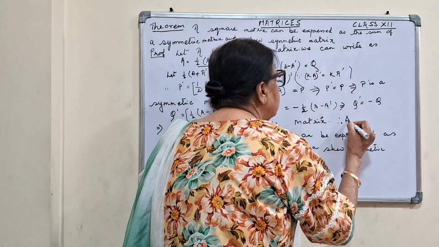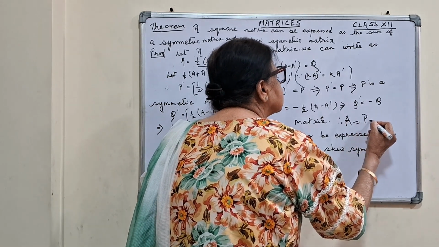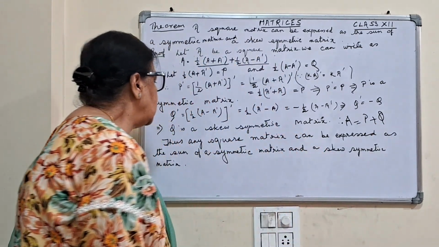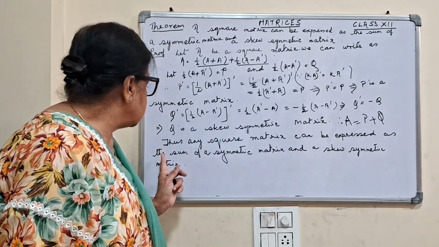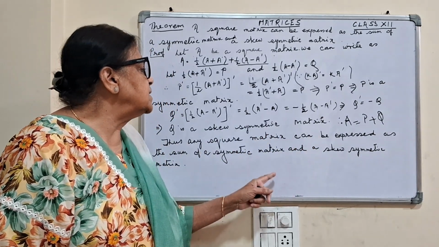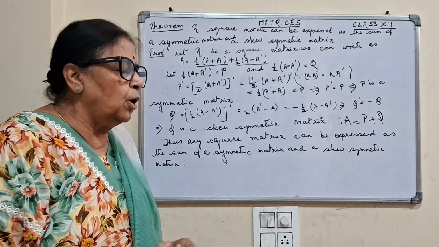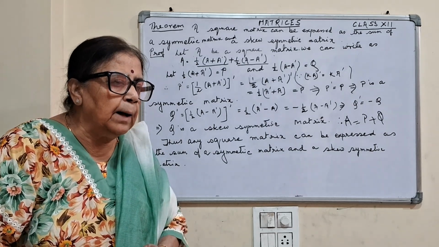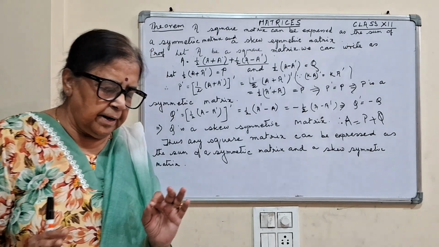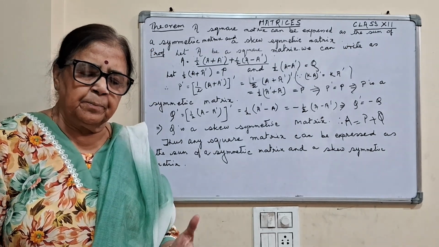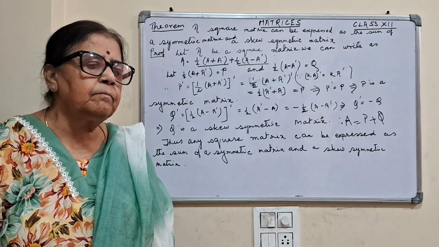Therefore, A is equal to P plus Q. Thus, any square matrix can be expressed as the sum of a symmetric matrix and a skew symmetric matrix. That means we always remember that a square matrix can be expressed as the sum of a symmetric matrix and a skew symmetric matrix.